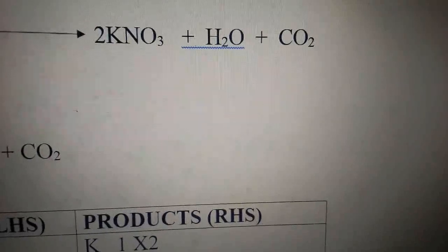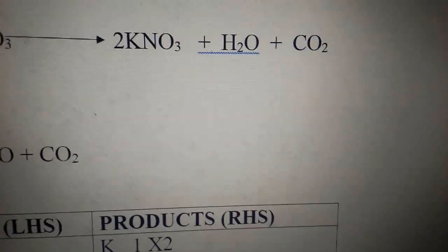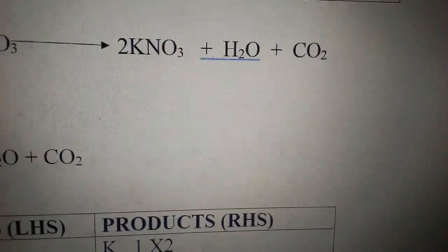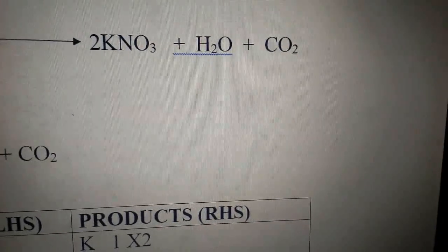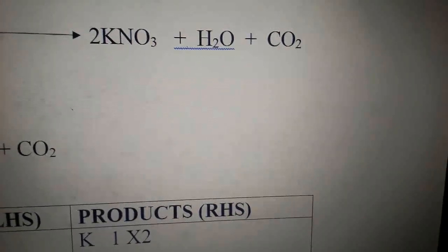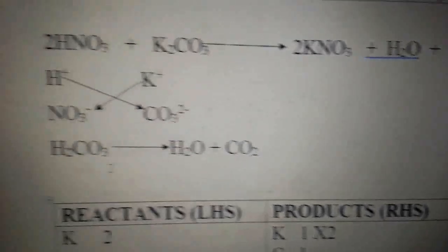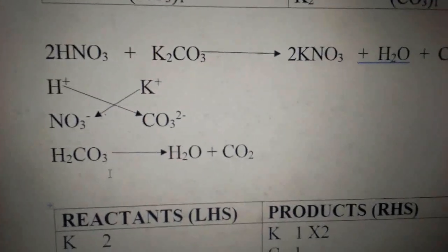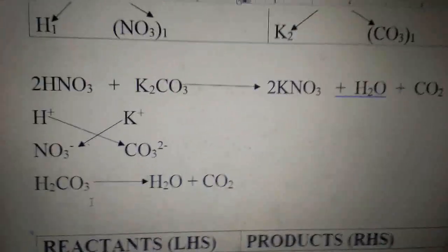On the other side, in KNO3, 2 times 3 is 6. 6 plus the 1 in water is 7. Then 7 plus 2 also 9. Carbon is 1 on CO2. And on this side, in K2CO3, carbon is also 1. So we have a balanced situation now.